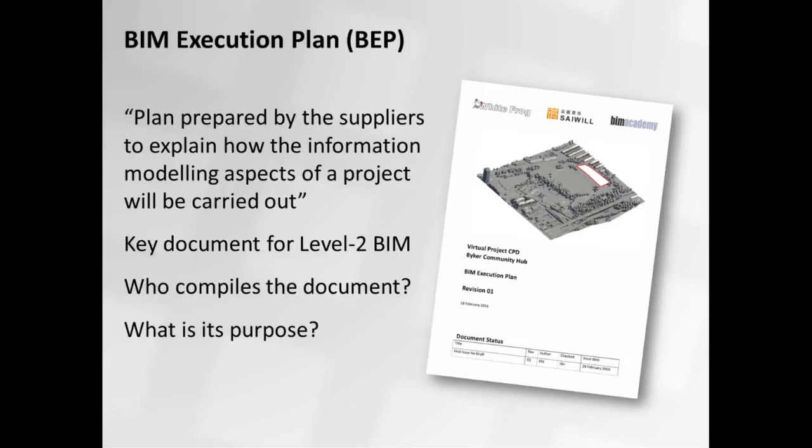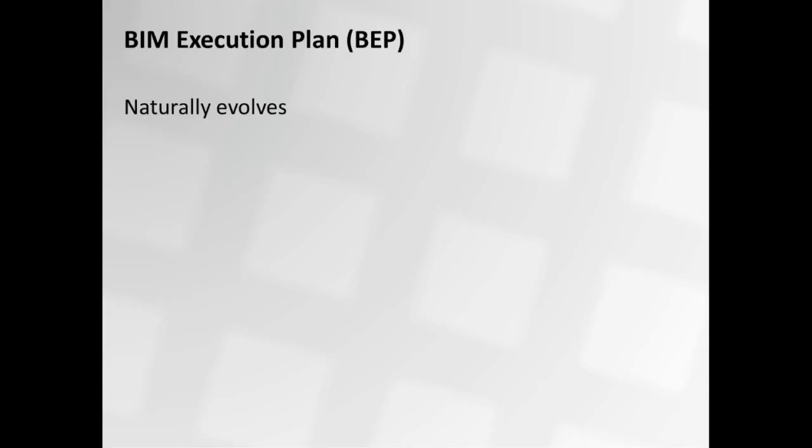What is the purpose of this document? Well, it's an initial document that sets out the ability of a team and the planned response of a team to deliver on the employer information requirement that was set up by a client. Therefore, it naturally evolves. So, as the clarity of relationship between the team and the client evolves, so should the BIM execution plan.